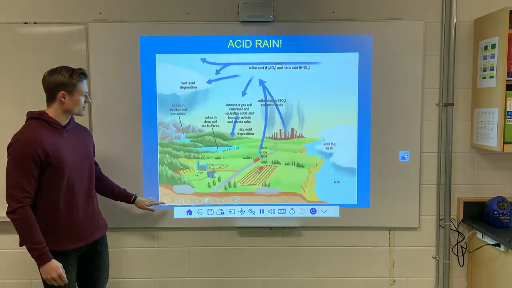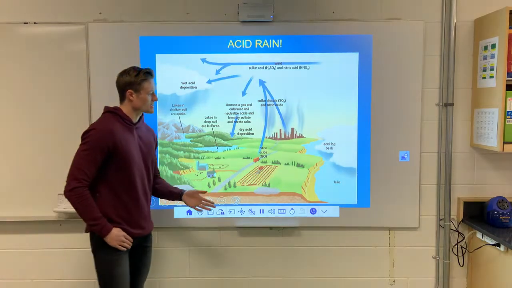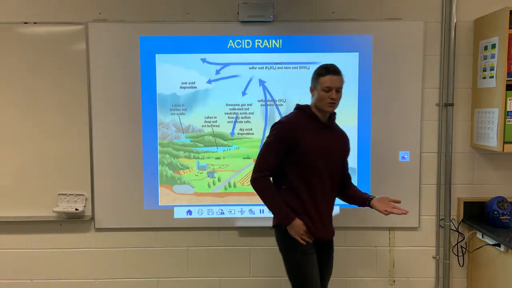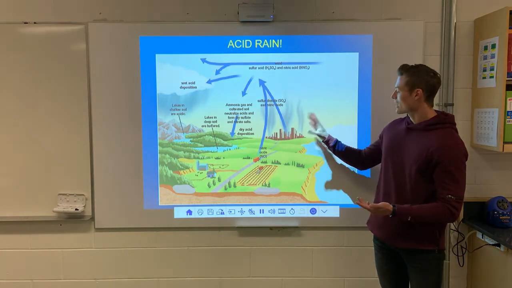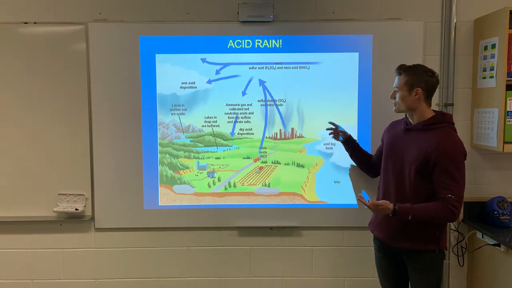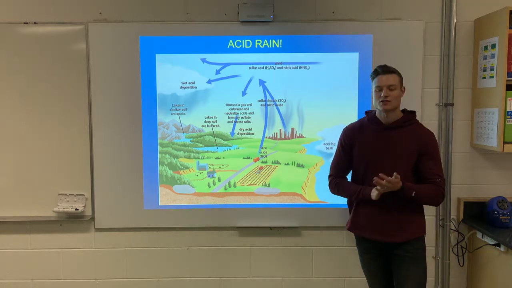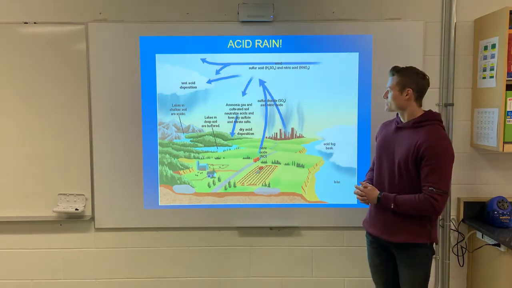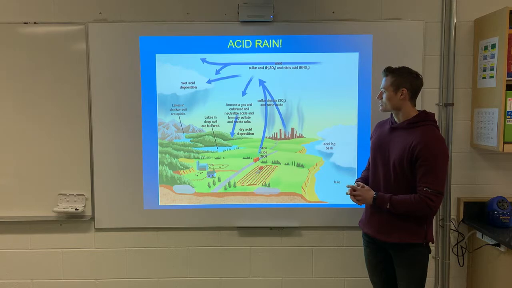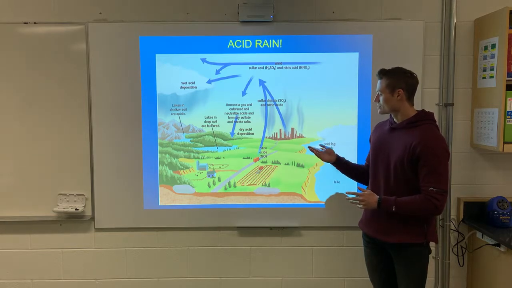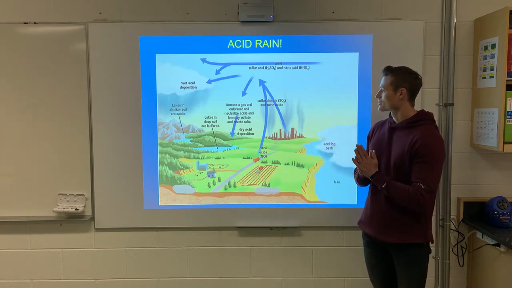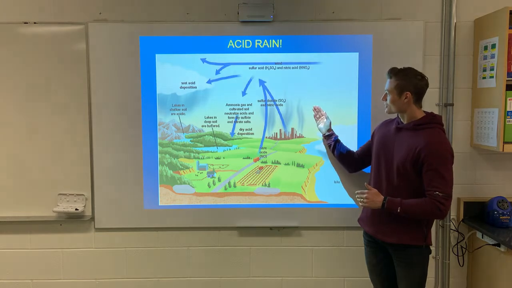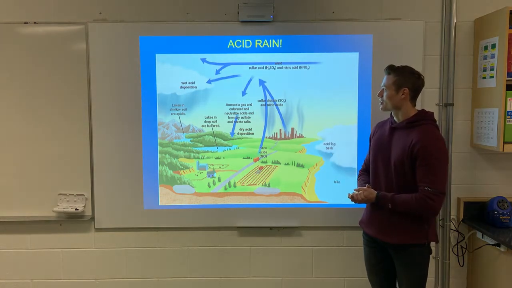Now, a downside of the water cycle is it can lead to acid rain. Now, how does acid rain work? Well, when we produce things in our factories and our different businesses, some of the byproducts of these businesses, and of course our cars as well, are sulfur dioxide and nitric oxide.